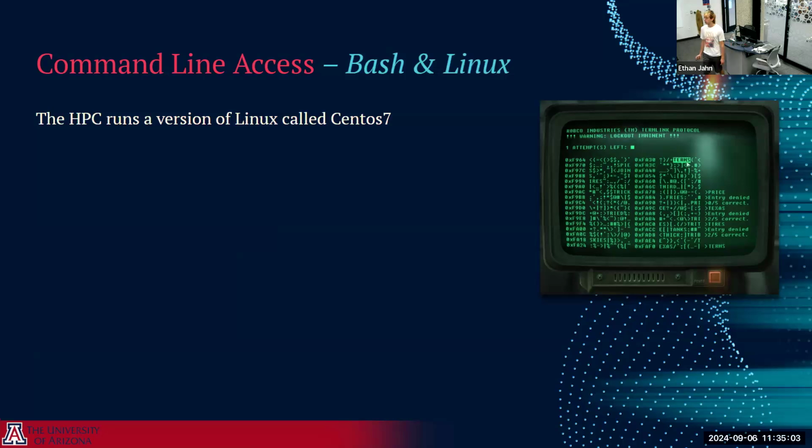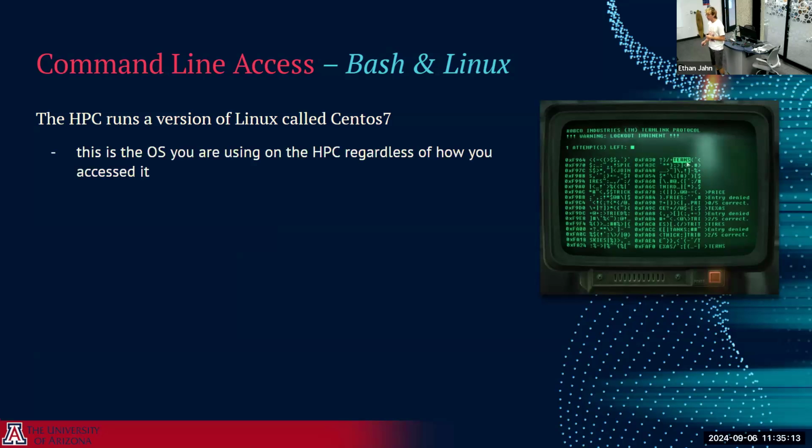Let's talk a little bit about Bash and Linux. So the HPC runs an operating system called CentOS 7. It might be upgraded relatively soon. Who knows exactly when. But this is the operating system that you're using on the HPC. So for example, if I have a Windows computer and I'm sitting here using my terminal, I can open up a terminal program on my Windows computer. It might be something like PuTTY. And then I SSH into the HPC. Once I have made that connection to the HPC, now I'm not using my Windows laptop, but I'm using the HPC. So I'm using the Linux operating system on the HPC.